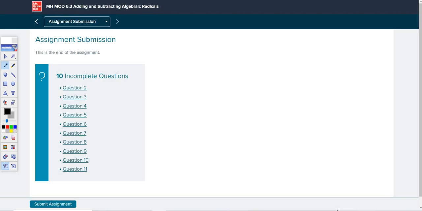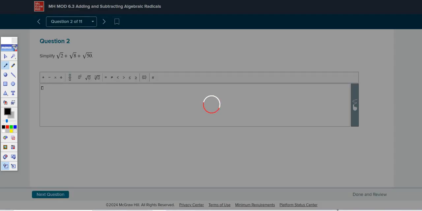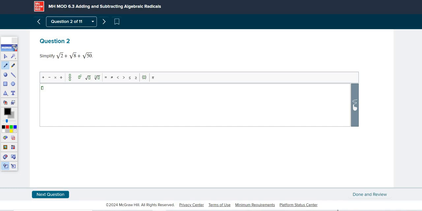Not yet. That's question number 2. Okay, so here we go. We got square root of 2 plus square root of 8 plus square root of 50.